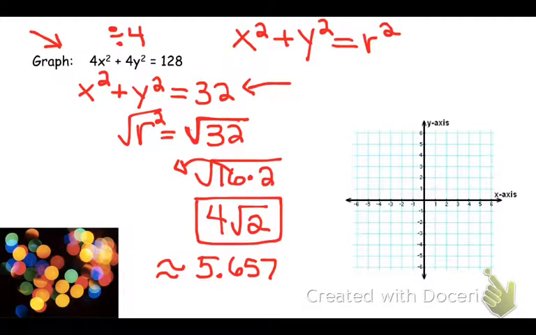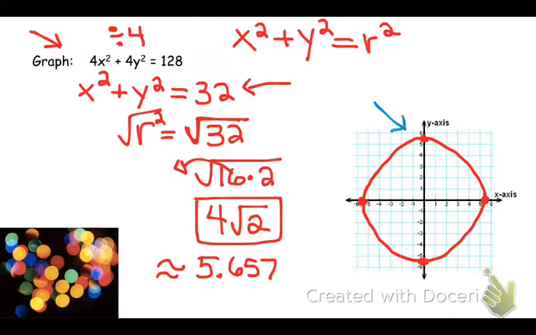So you're going to plot your 4 points, 1 in each direction. Okay, so we plotted our 5.657-ish point 4 places. It's not really in a quadrant, it's on the x and y axis, and we drew our circle.